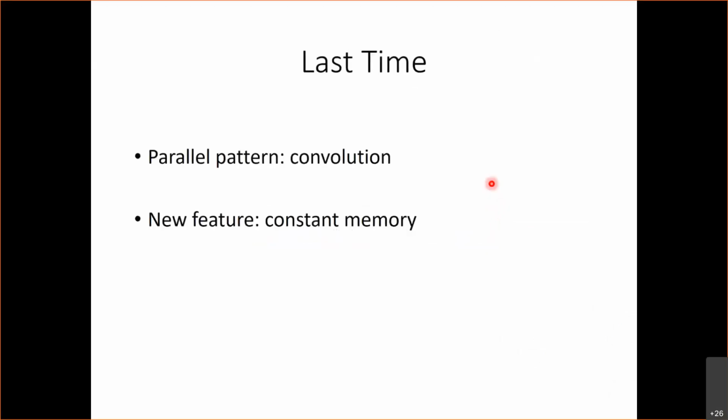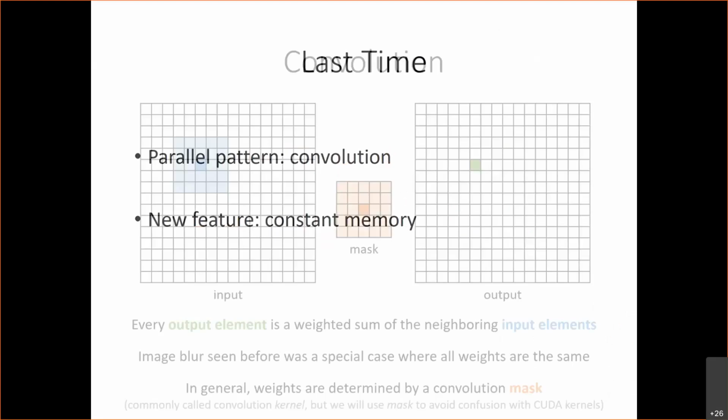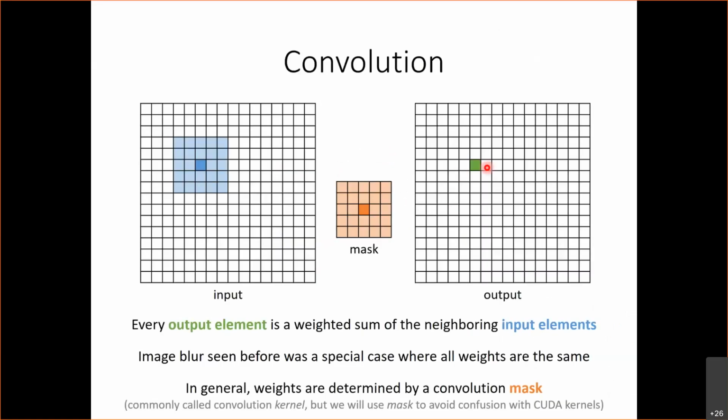Last time we looked at convolution, and with convolution we introduced a new feature, which is the use of constant memory. Convolution is the pattern where every output element was some linear combination of the corresponding input element and the elements around it. Usually that weighted sum is defined by some kind of convolution kernel. We called it a mask just to avoid overloading the word kernel to mean multiple things.